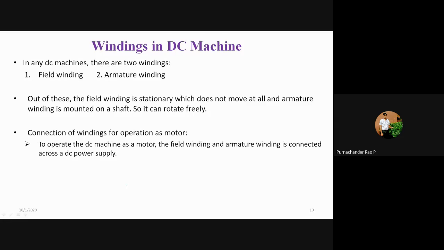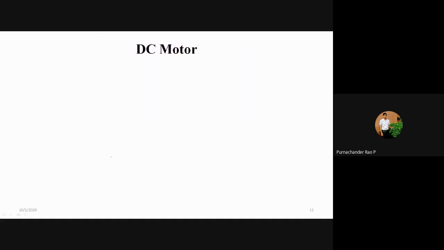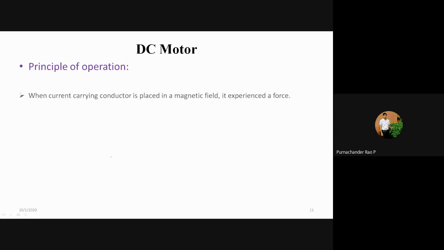Okay, but in case of a DC motor now, we need to produce the force. So both the windings, the field winding and armature winding, have to be excited. So these two windings are connected to the DC power supply. Okay, so now we'll see the principle of operation again. Already we have seen, but once again we'll go through this.